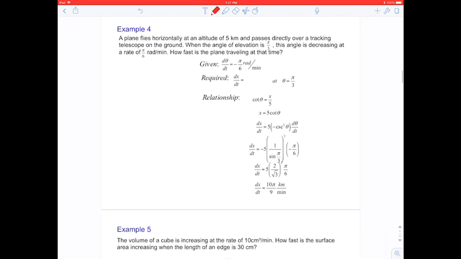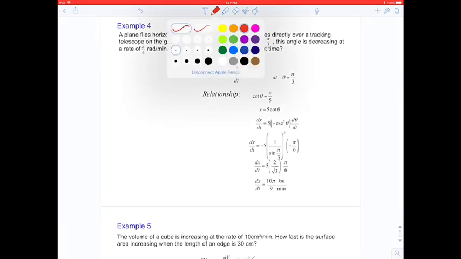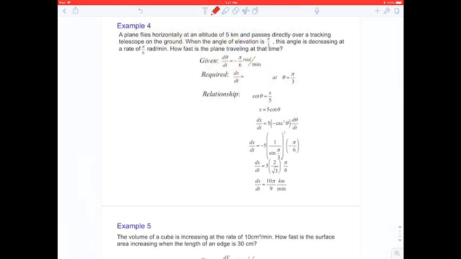Example number 4. Let's draw the situation and you will follow the solution. A plane flies horizontally at an altitude of 5 kilometers and passes directly over the tracking telescope on the ground. That means I'm imagining that the plane is traveling, that's the ground, and that's the telescope. That means we can track the plane. The plane is, of course, flying away.